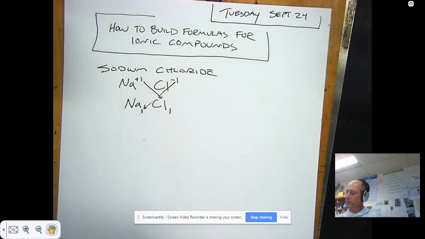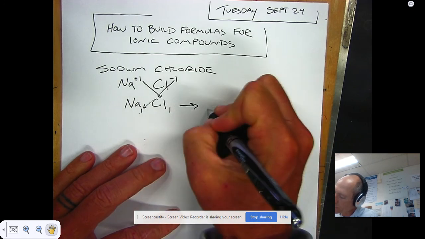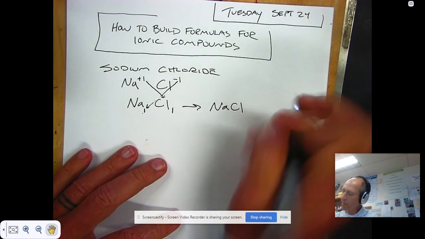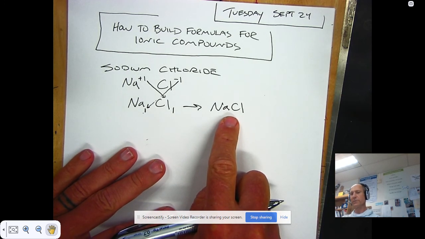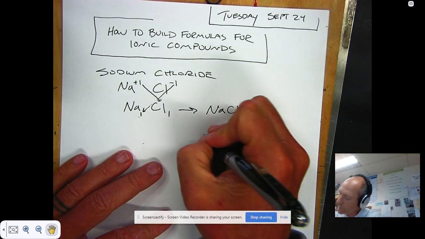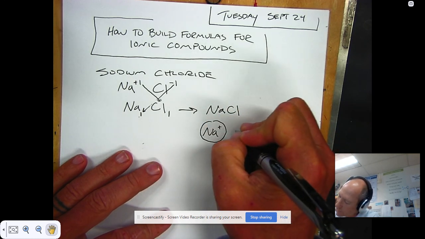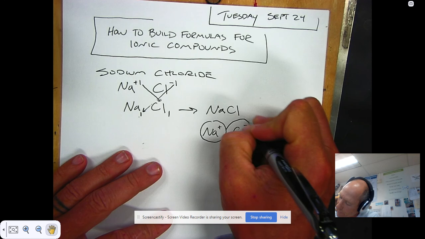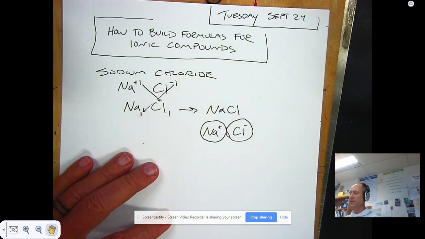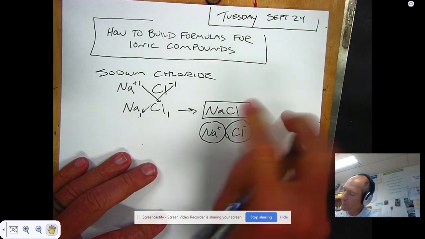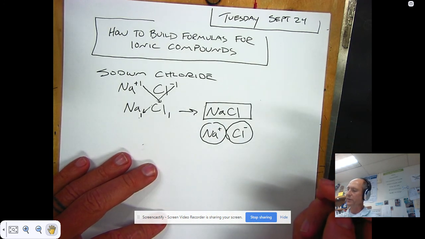So the formula for sodium chloride is just NaCl, because in chemistry, 1s are invisible. So if we drew a picture of it, it would look like this. We'd have our one sodium ion and our one chloride ion, and they'd be stuck to each other like that. So anyhow, this is the formula for sodium chloride right here.